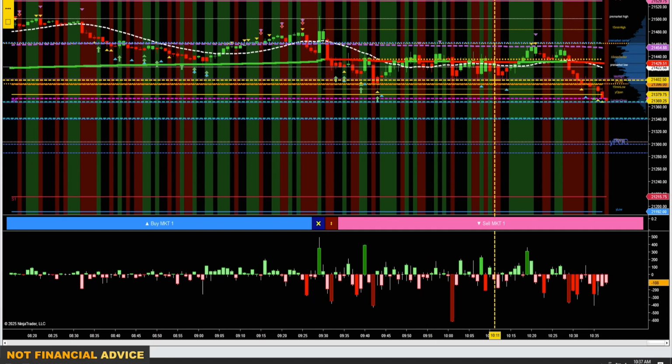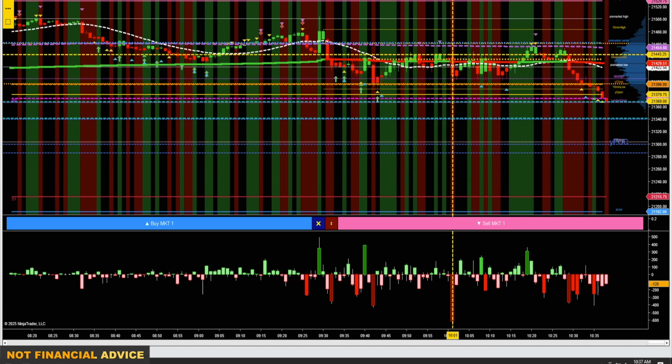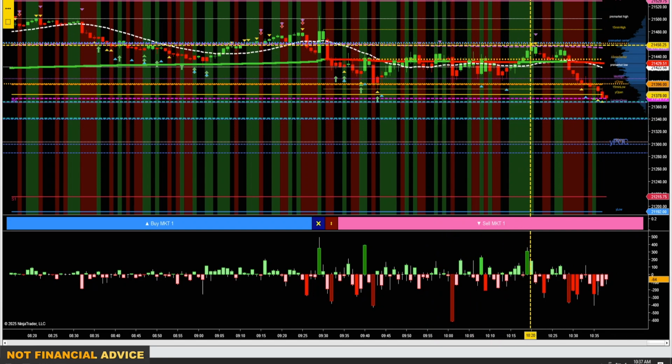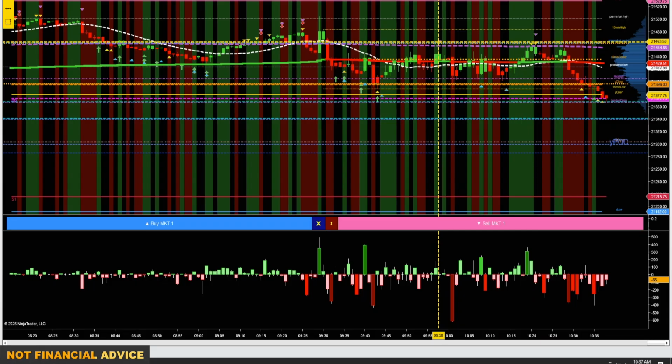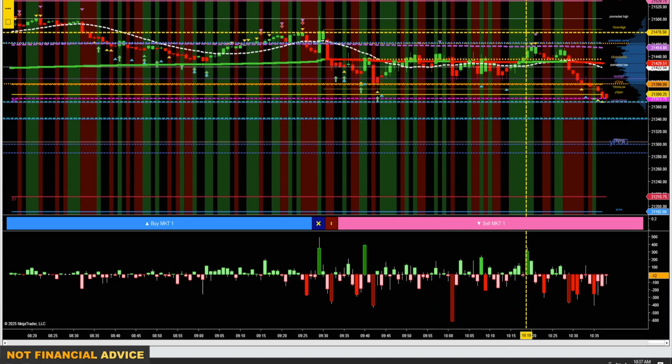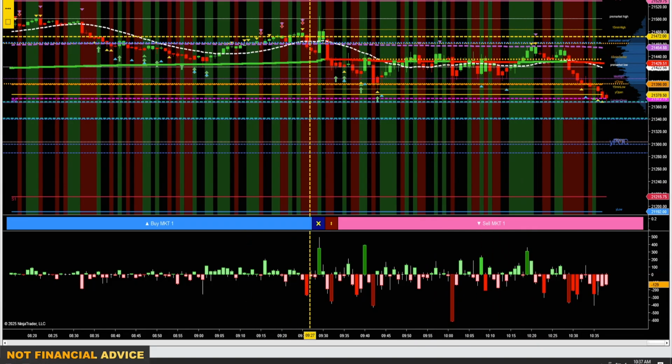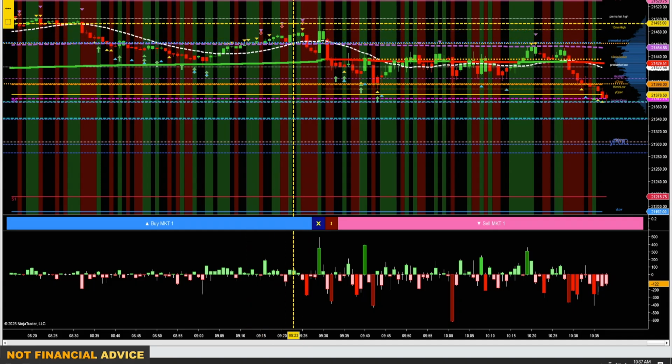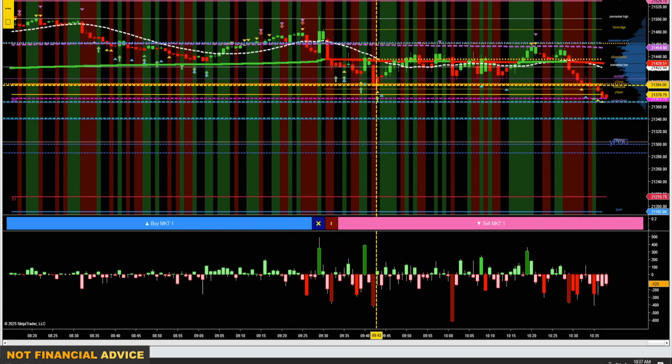So this is the XXX indicator, but I'm only using the spectrometer signals from it, nothing else. And that's painting these purple and blue triangles. Then I've got delta divergence. I've got trend and reversal, reversals and divergence.